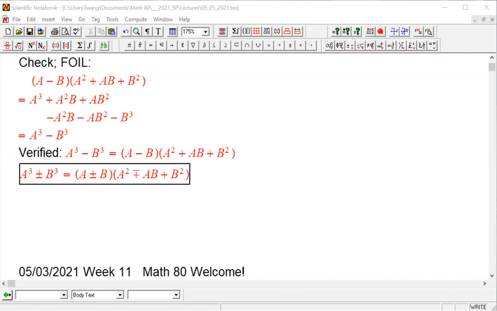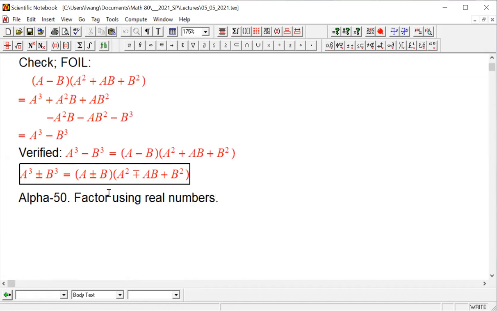Okay, so let's look at alpha 50. Alpha 50 is we're factoring using real numbers. Factor using real numbers. What does this mean?